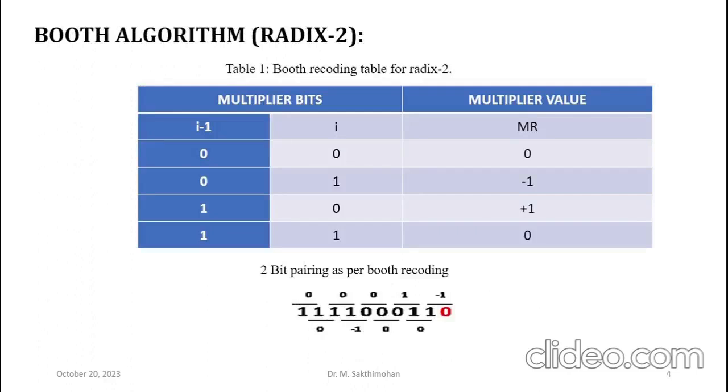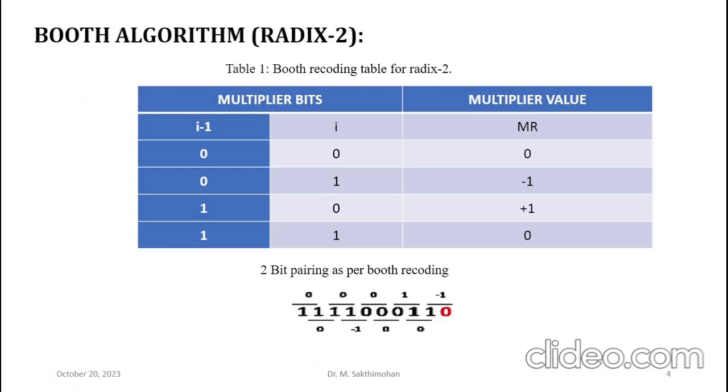Next we are going to discuss the Booth algorithm. In the Booth algorithm we have two types: the Radix 2 algorithm and the Radix 4 algorithm. Radix 2 means we group the multiplier bits by 2 bits, and Radix 4 means we group the multiplier bits by 3 bits. That is the major difference between Radix 2 and Radix 4.